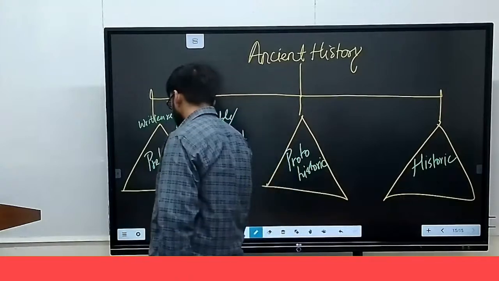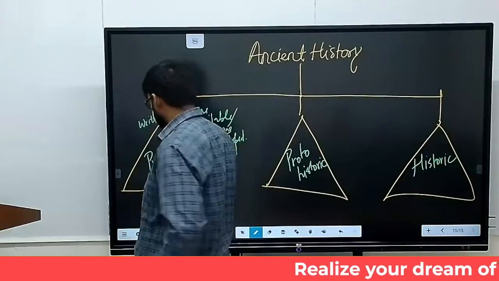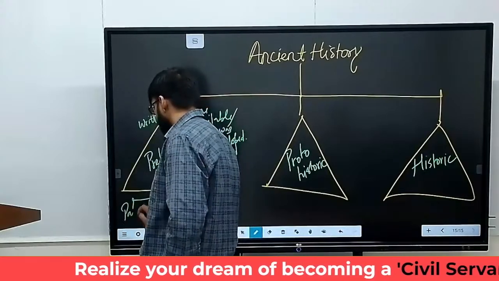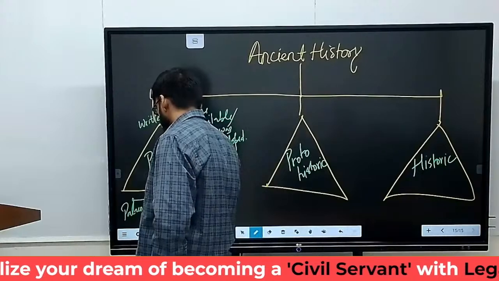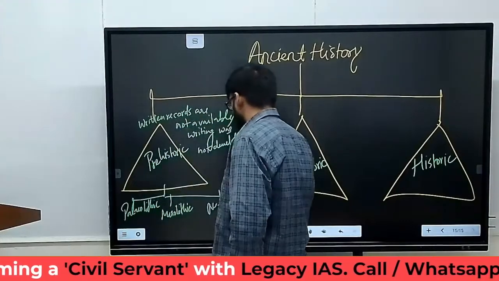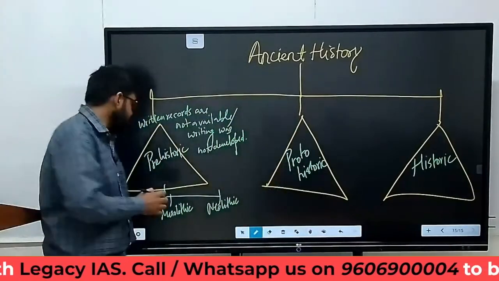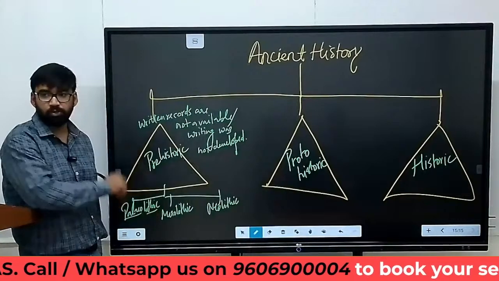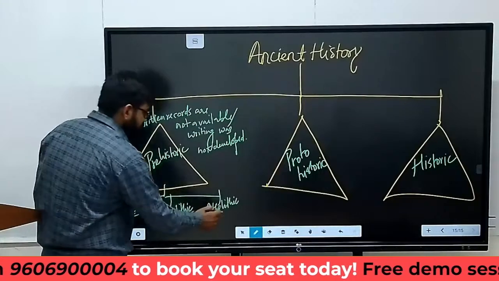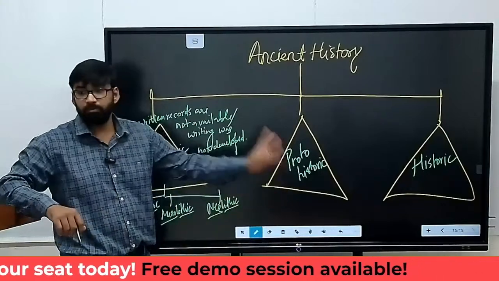So in this, the Stone Age comes. Getting my point? Evolution of human beings. So the Stone Age, that means Paleolithic, then Mesolithic, and Neolithic. Three ages. Paleo means old, lithic means stone, so it is called the old stone age. Meso means middle, lithic means stone, middle stone age. Neo means new, lithic means stone, new stone age. After that, Chalcolithic comes, but that comes under protohistoric.